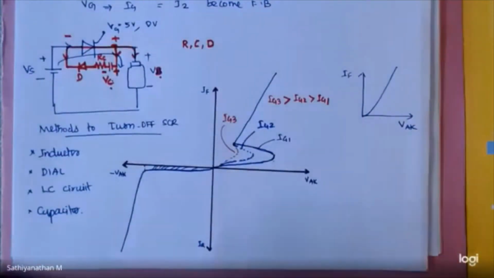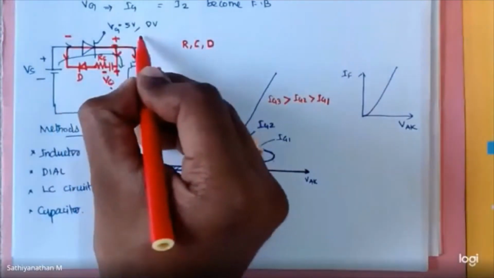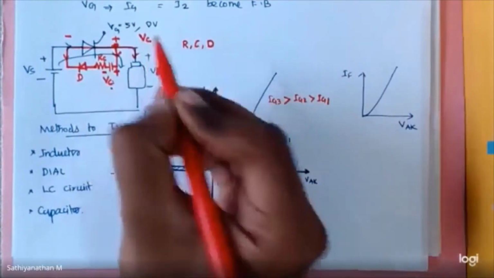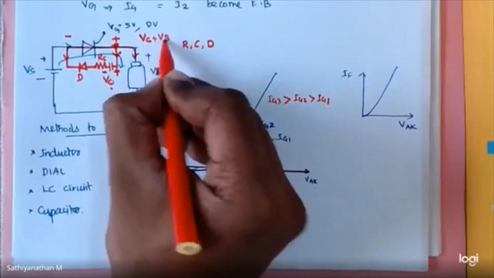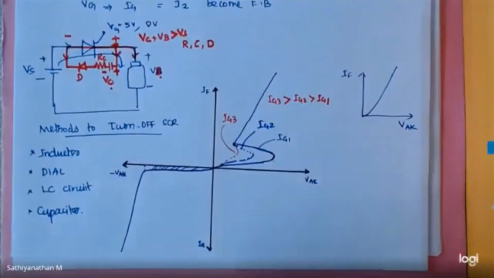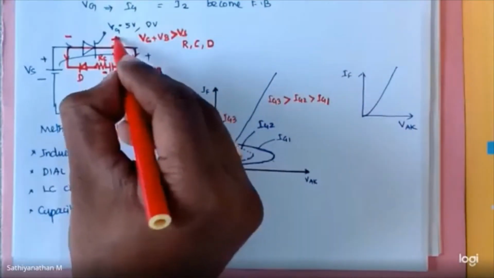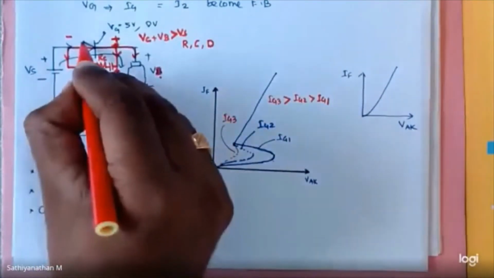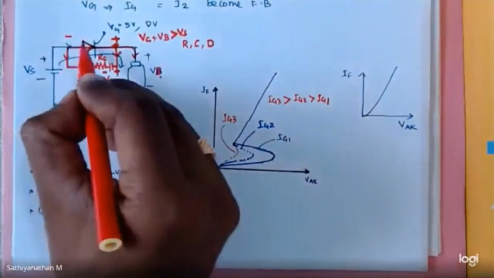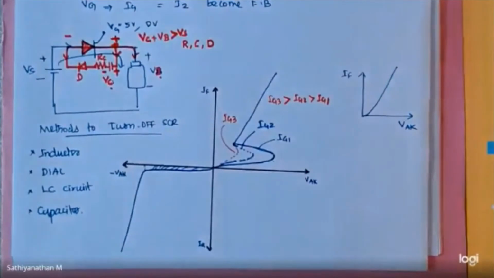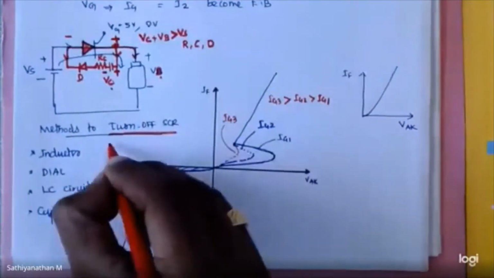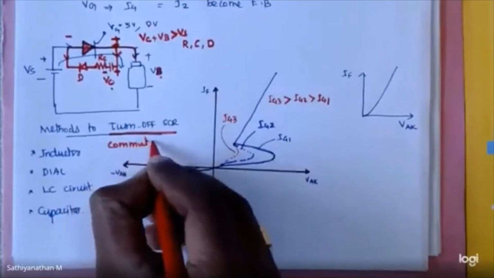So that will be greater than this capacitor voltage, and battery voltage is greater than your source. So this reverse biased voltage will block the current flow through the SCR, and it will make the SCR stop. So this turn off process is called commutation.